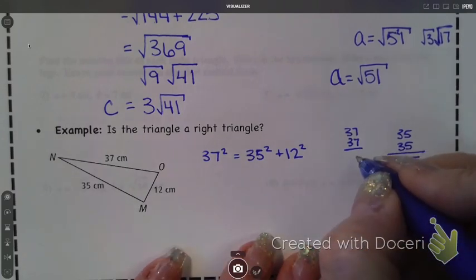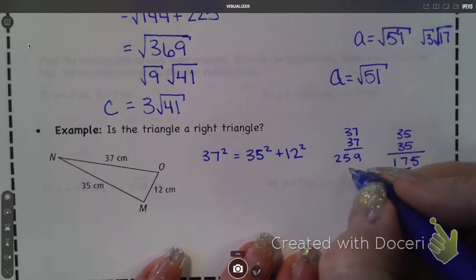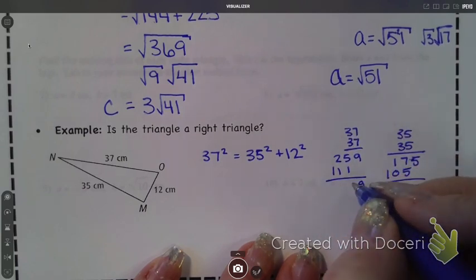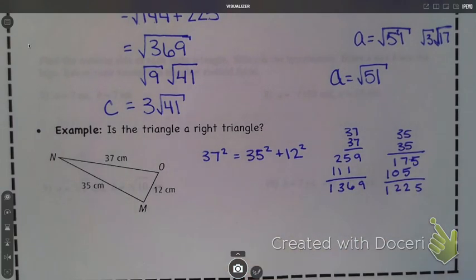Yeah, that takes a while. What do you guys get? I didn't have enough space for it. I got 1,334. What? No, I got 1,369. I got 1,369 for 37. And I got 1,225 for 35. You guys agree? Yeah. Okay, so now what do I do with those?